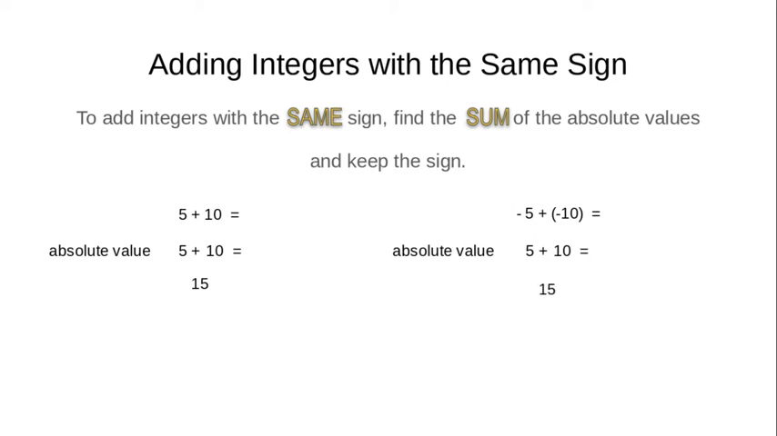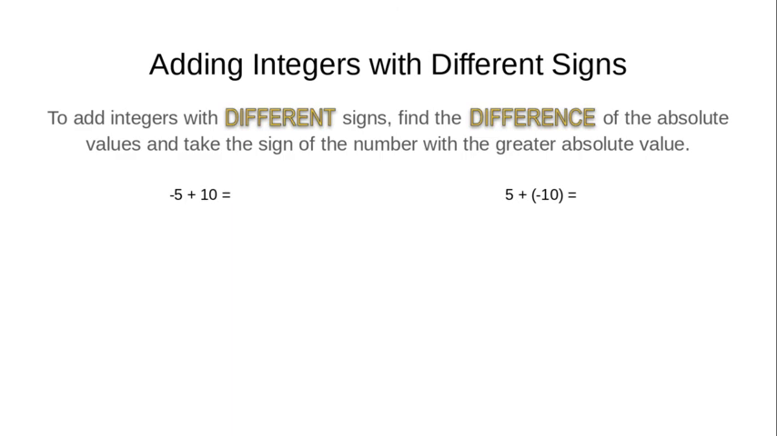For our answer, we need to keep the sign of the original values. Negative 5 and negative 10 are both negative in this problem, so our answer will be negative 15. Now let's talk about adding integers with different signs. To add integers with different signs, we're going to find the difference of the absolute values and take the sign of the number with the greater absolute value.